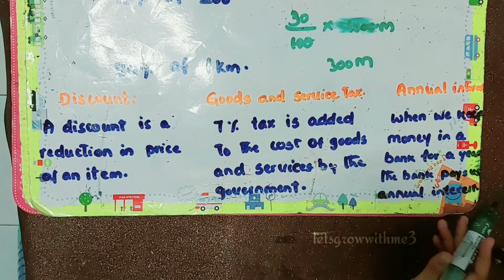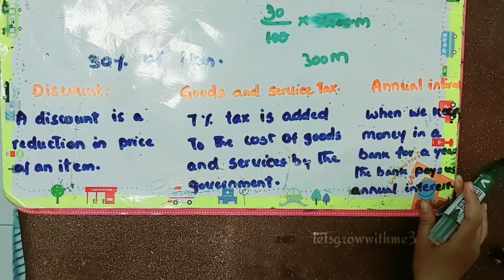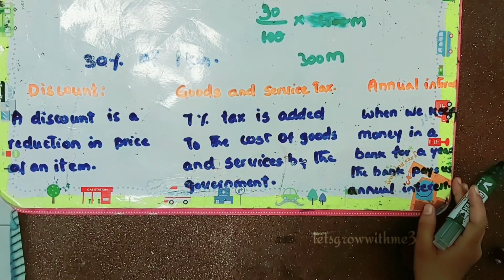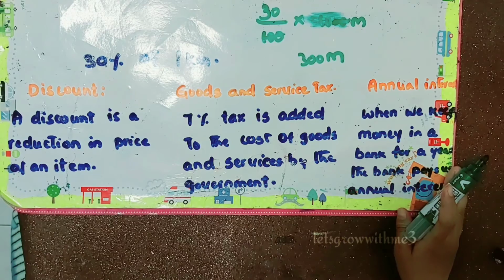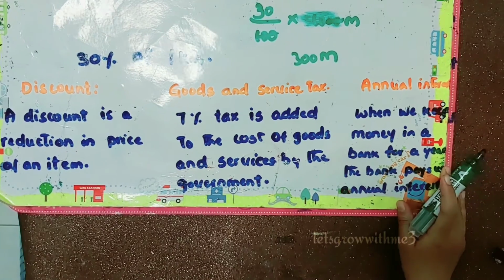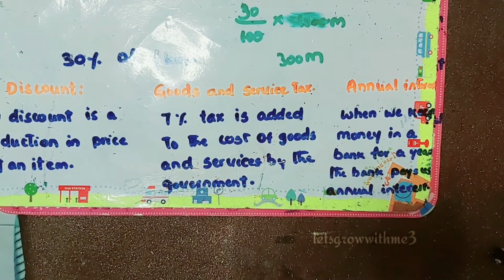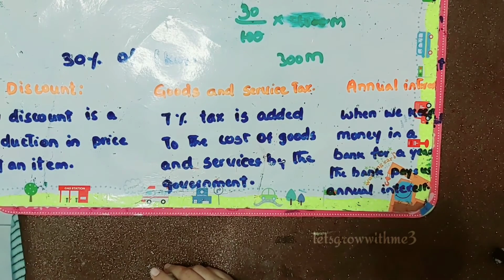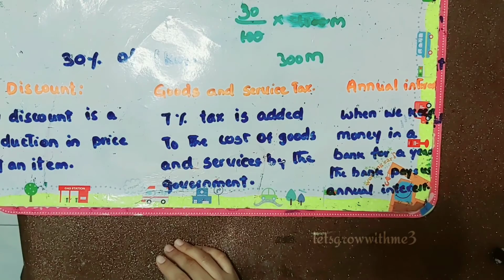Okay, next annual interest. So what do we mean by this? When we keep money in a bank for a year, the bank pays us annual interest. Depending upon their interest policies, they will have different percentages. Depending upon that value, they give us money every month in the form of interest. Okay, these are all the applications of percentage.